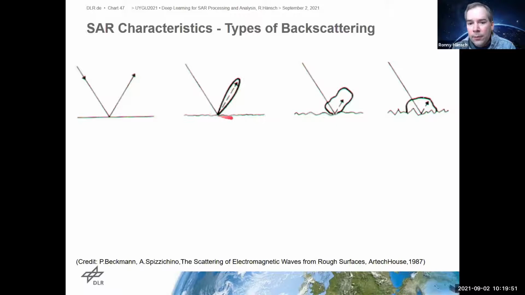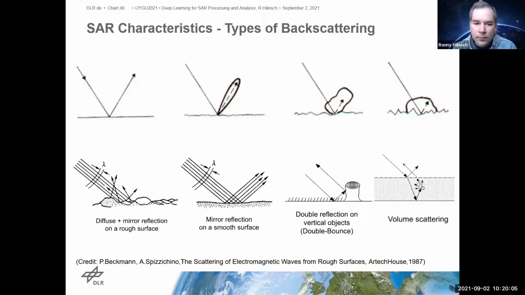Now, if the roughness is increasing, more and more parts are scattered around, and some of this will be scattered back to the sensor, and this is the echo I'm receiving. And of this echo, I'm recording the intensity and the phase. So I can have this diffuse reflection. On a rough surface, part of it will be reflected away, part of it will be reflected back to the sensor. This is what I'm measuring. I can have a mirror reflection on a very smooth surface.